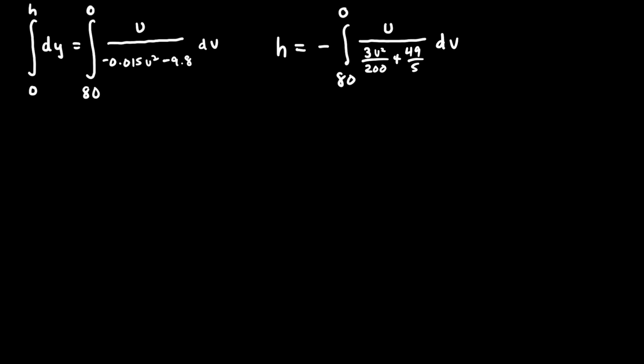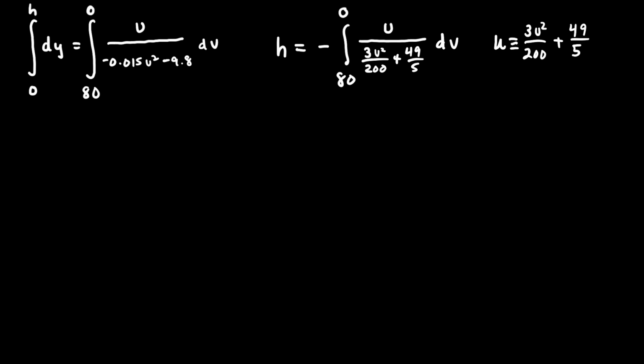What I'd like to do next is solve this integral by u substitution. And I would like to let u be the entire denominator of the integral. So what we're going to do is define u as 3v squared divided by 200 plus 49 fifths.